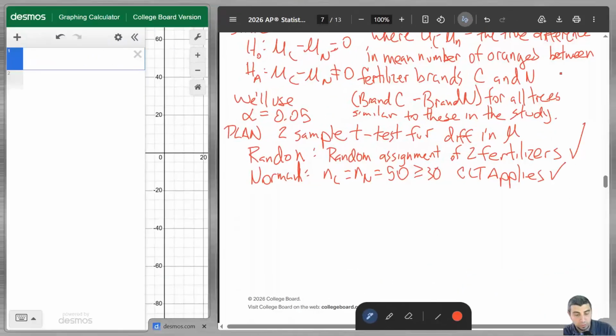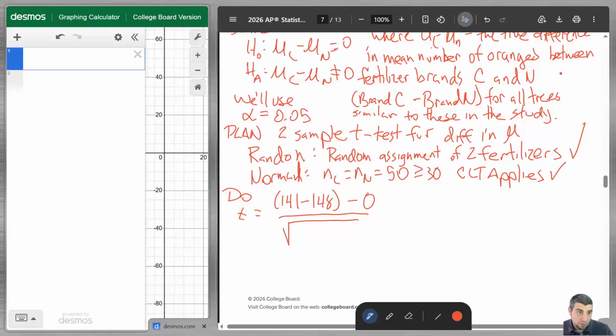Next, we want to do the do step. This is where we actually perform our calculations. So the T star critical value is the difference of the samples, so 141 minus 148, difference of the sample means, minus 0, which is the null mean, divided by the standard error.